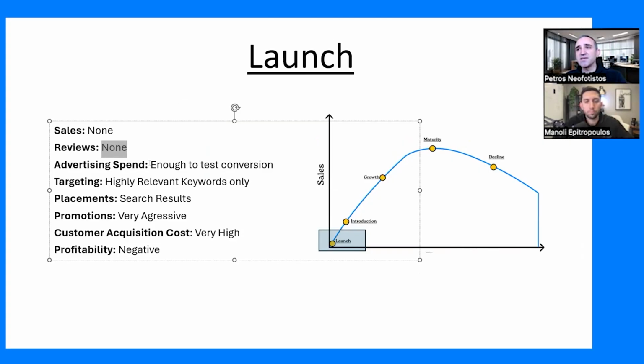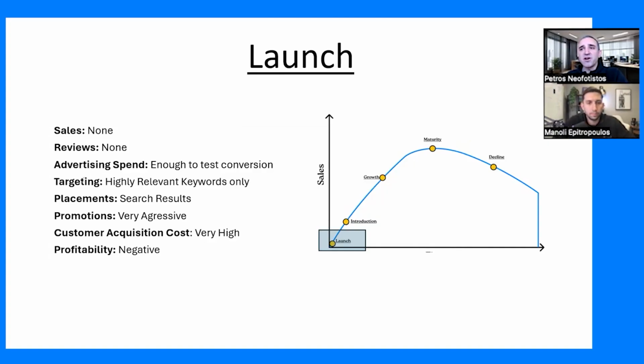and testing your product listing pages to make sure that they convert for the most highly relevant keywords that exist for your product. If you run advertising and you don't convert on the highly relevant keywords, then it's time to go back to the drawing board, rethink your listing page, rethink your product positioning. Because if you're not converting for the most relevant keyword, you're not going to convert for anything else. So the launch phase is less concerned with sales, much more concerned with reviews and testing your listing page contents.